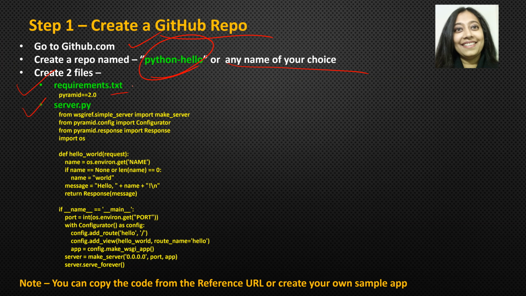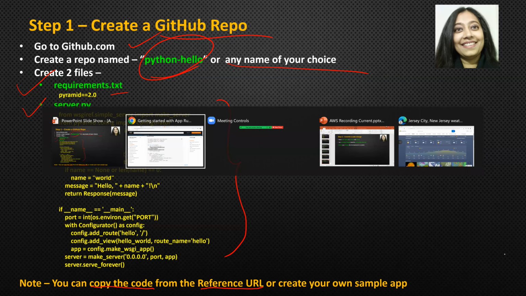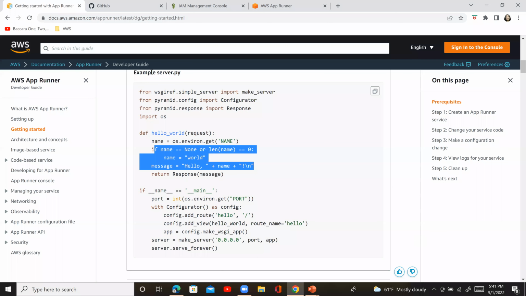And this is a source code for those files. Again, I have just copied the source code over here for reference purposes. You can always copy the code right from the reference URL. So from right here.